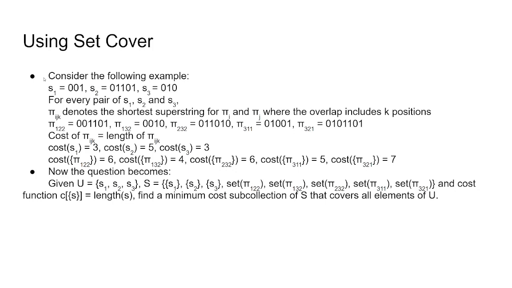And we define the cost of this pi as the length of the string. So if we overlap S1 and S2, the cost would simply be 6 in this case. And we do this for all individual strings and all superstrings. So now the question becomes: given U, which is S1, S2, and S3, and the set of substrings that contains all individual strings and all superstrings, and a cost function that is simply the length of the string, the goal is to find a minimum cost subcollection of S that covers all elements of U.